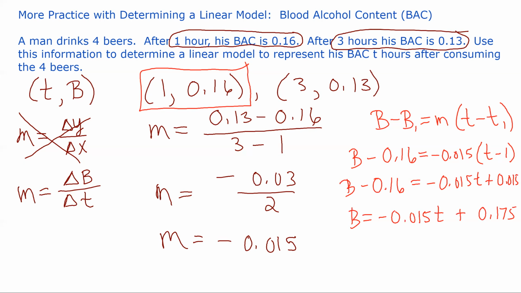And the last thing that we want to recognize is this is our slope, or rate of change. And this gives us our starting blood alcohol content or our vertical intercept.